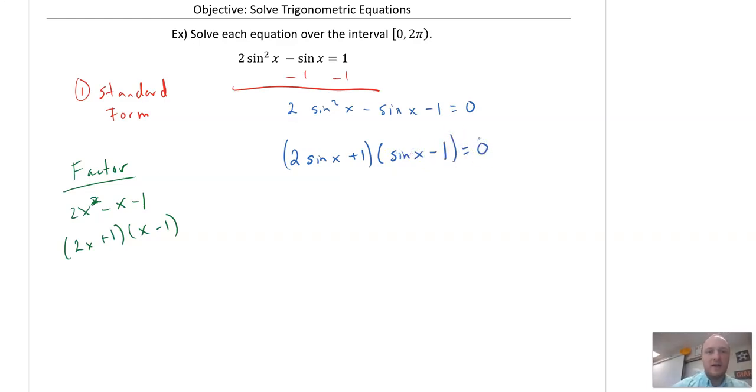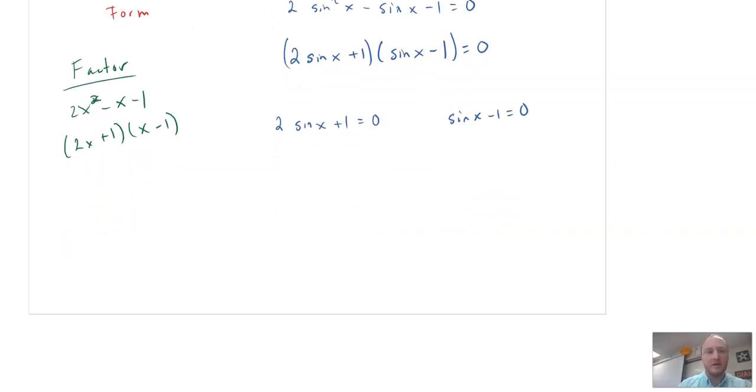And then, okay, I have here 2 different situations. So 2 sine of x plus 1 equals 0, and sine of x minus 1 equals 0. Okay, so I can go ahead and now solve. I'll focus on the first one, minus 1, minus 1. So 2 sine of x is equal to negative 1. Divide both sides by 2. Okay, and we get sine of x is equal to negative 1/2.